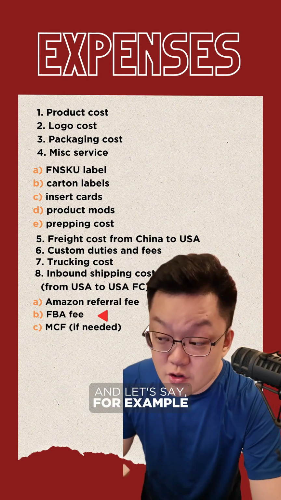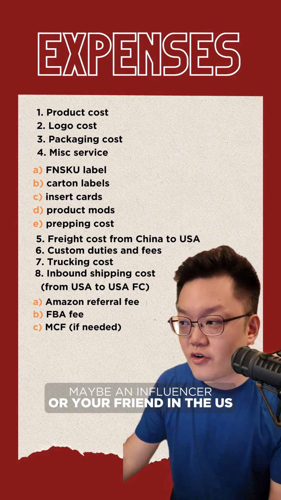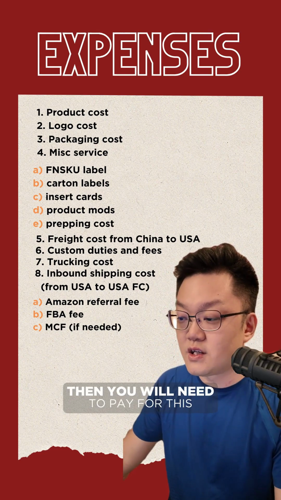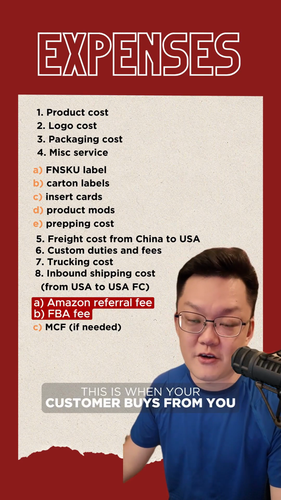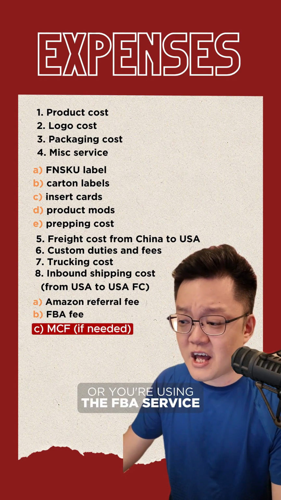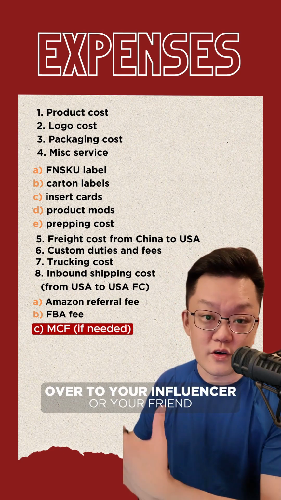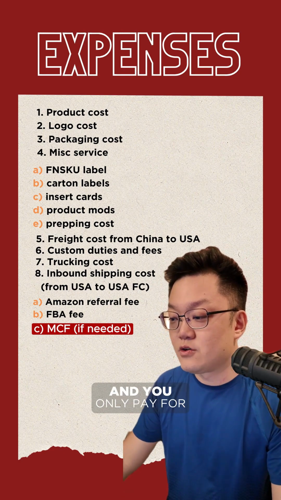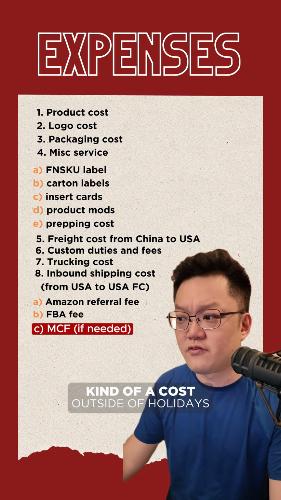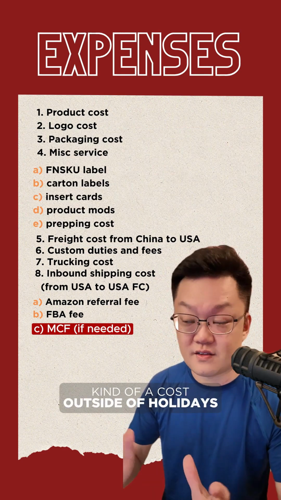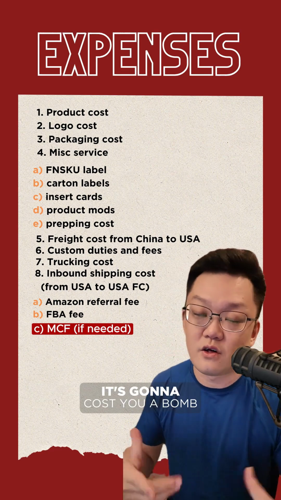And let's say, for example, you want to actually send to somebody in the US, maybe an influencer or your friend in the US, then you will need to pay for this. So it's either you pay for this when your customer buys from you, or you're using the FBA service to actually manually send a product over to your influencer or your friend, and you only pay for multi-channel fulfillment services, which is a pretty decent kind of cost. Outside of holidays. If you do this during Christmas or year-end season, it's going to cost you a bomb.